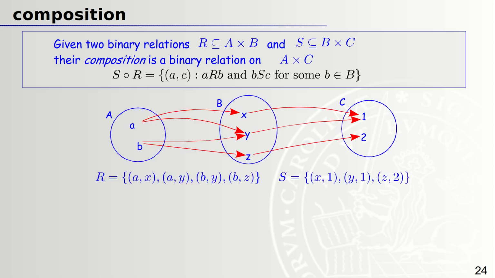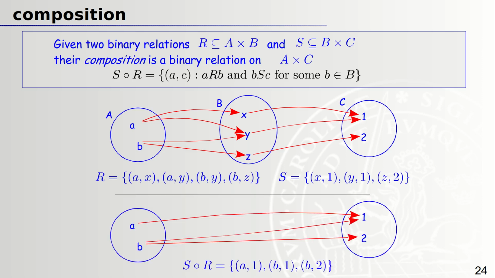Viewed as digraphs, given these sets and relations between them, this would be the relation from A to C resulting from composing R and S. You can think of it having an arrow whenever there was a path from A to C via the intermediate set B through the relations R and S.